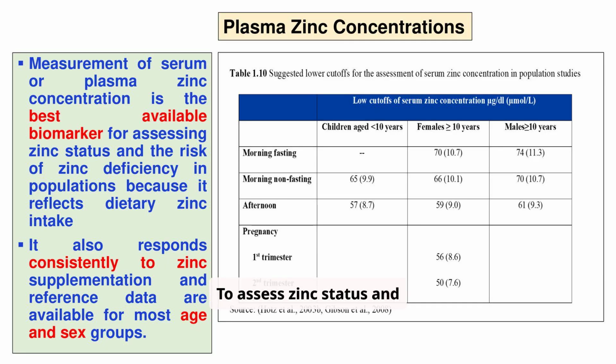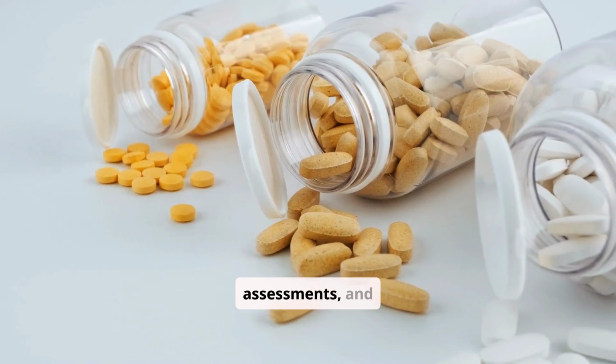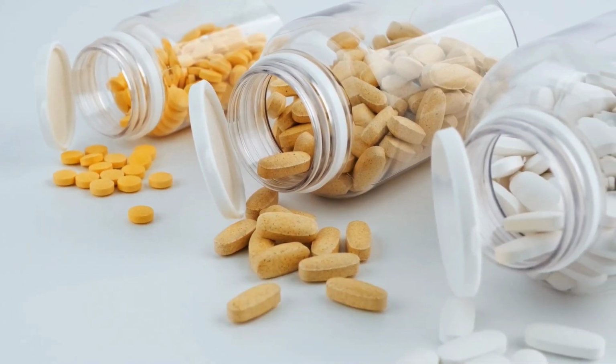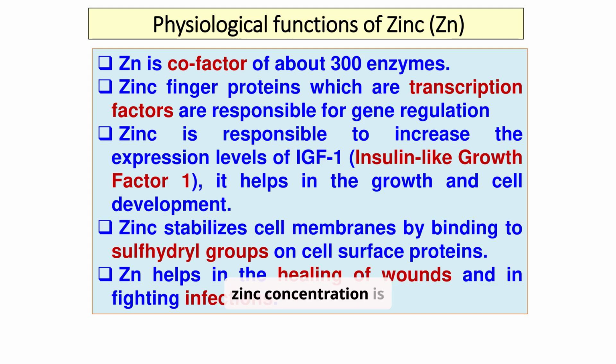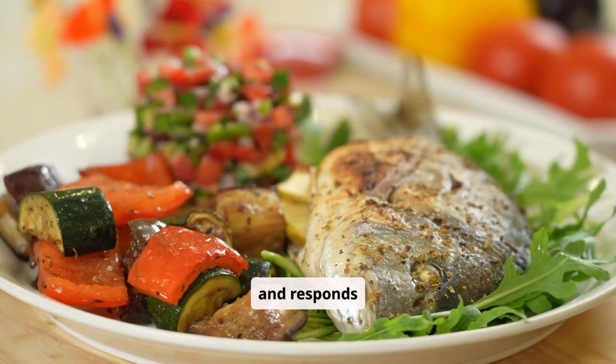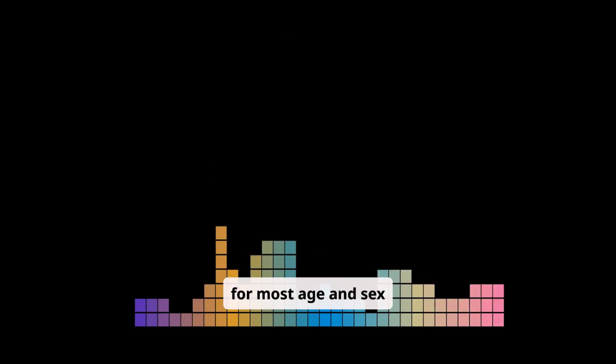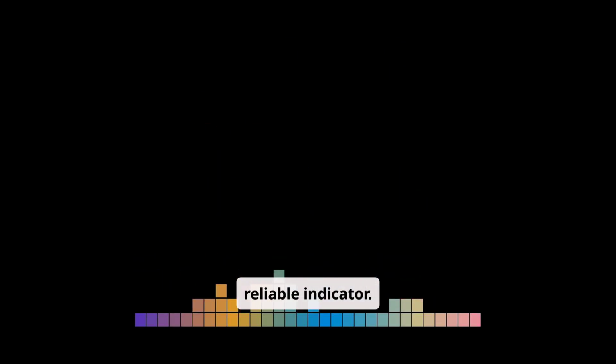To assess zinc status and estimate the risk of zinc deficiency at the population level, the WHO/UNICEF recommends using 3 types of indicators. These include serum zinc levels, dietary intake assessments, and height for age measurements. Measuring serum or plasma zinc concentration is the best available biomarker for assessing zinc status and deficiency risk in populations. It reflects dietary zinc intake and responds consistently to zinc supplementation. Reference data are available for most age and sex groups, making it a reliable indicator.